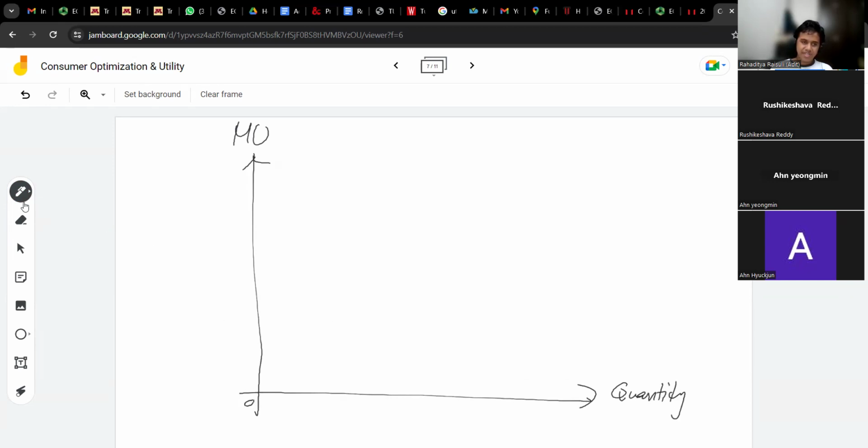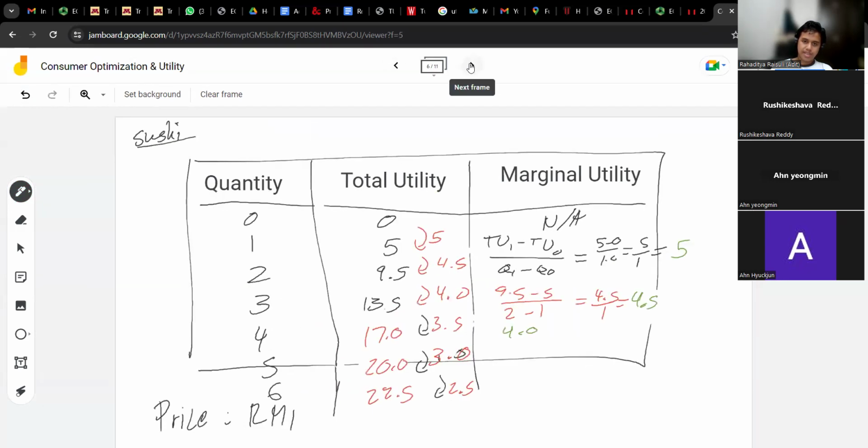So this part usually everyone is fine, where you can just plot out the graph. Let's say we have 1, 2, 3, 4, 5. Let's say we have 1, 2, 3, 4, 5, 6. And let's say we start at marginal utility.